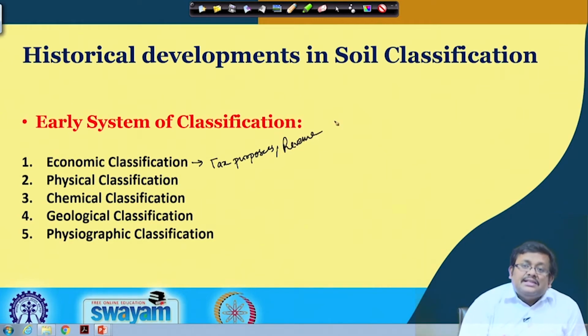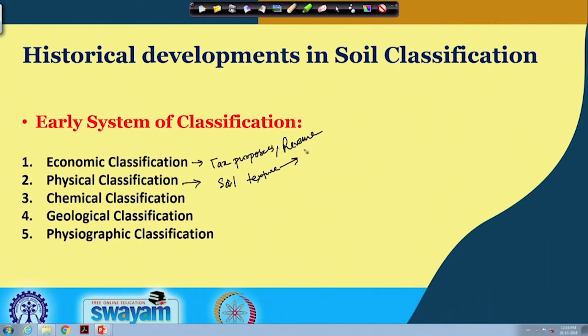And the physical classification basically classified the soil based on soil texture and structure, which had a direct link to soil productivity. So, it basically classified the soil based on soil texture, which had a direct relationship with soil fertility.